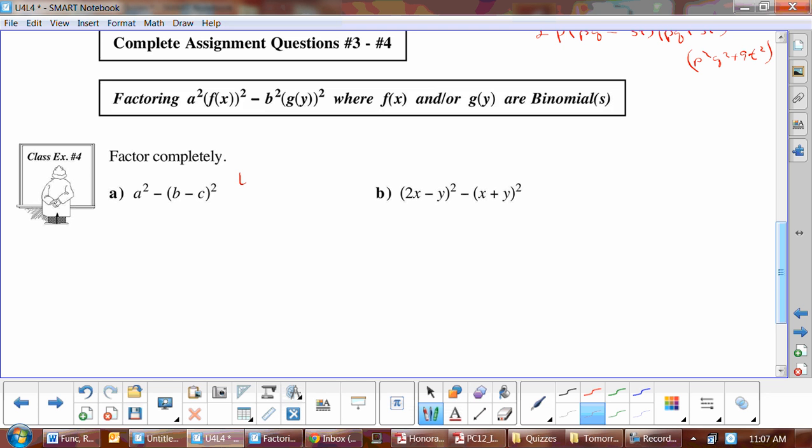So I'm going to let A equal b minus c. So I didn't need brackets. Okay? So that would be a squared minus A squared. That's not too ugly. Okay, so that would be a squared, a minus A, little a plus big A.